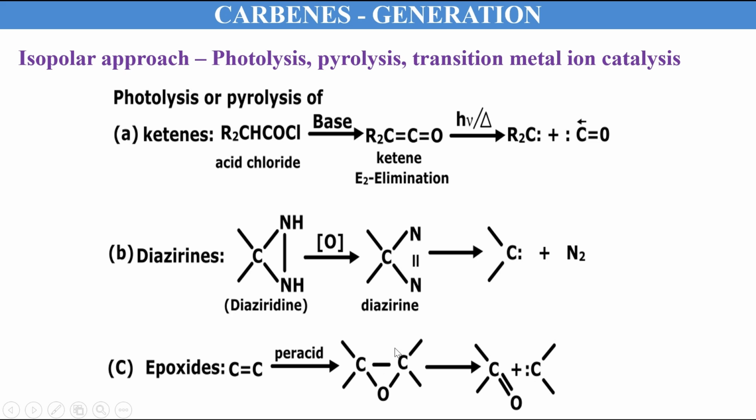That's why these electrons move, the bond between carbon and carbon breaks, and these electrons move towards carbon. This becomes a carbene ion, and to maintain tetravalency, the carbon-oxygen bond breaks and these electrons move towards this carbonyl carbon, and it gives a carbonyl compound and a carbene. This is the isopolar approach. Photolysis or pyrolysis of ketenes, diazirines or epoxides can give rise to generation of carbenes as reaction intermediates.